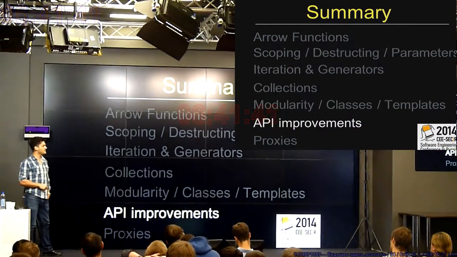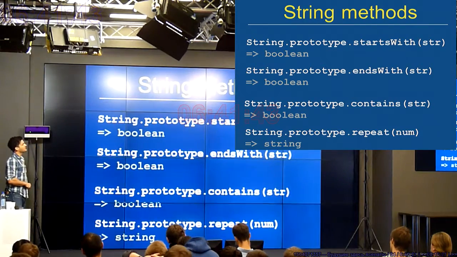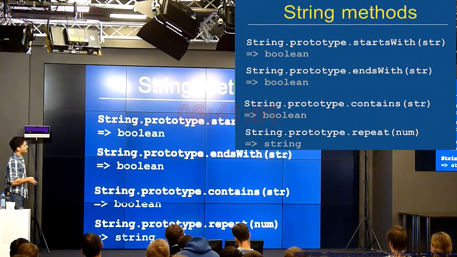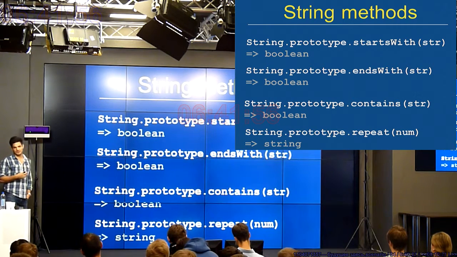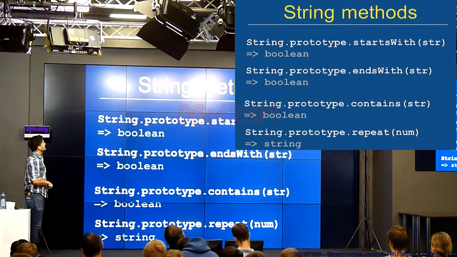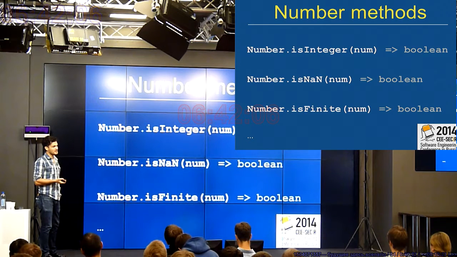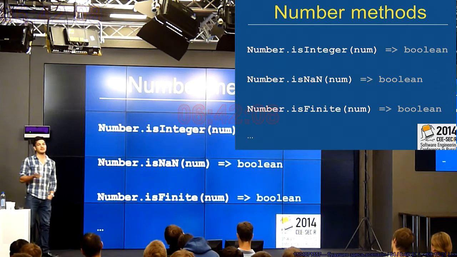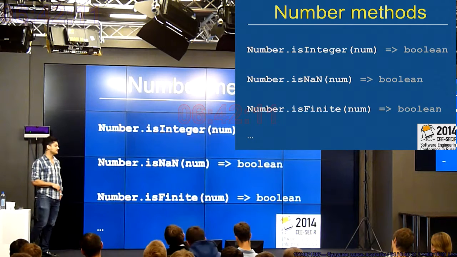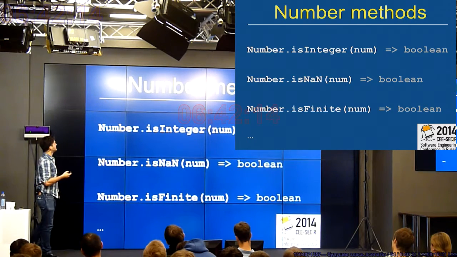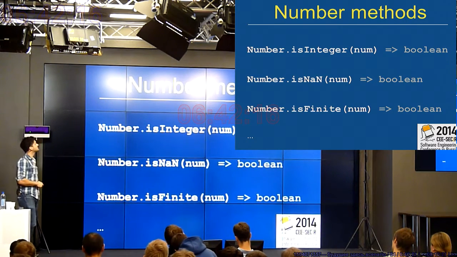Also, you've got API improvements. Just quickly, for example, on strings, we've got a few prototype methods that we usually leverage libraries like Underscore and Lodash to have, but now they're built into the language, which is nice. Methods on Number, for example isInteger, isNaN, isFinite, are available on the Number class instead of being available on the window, which makes more sense.